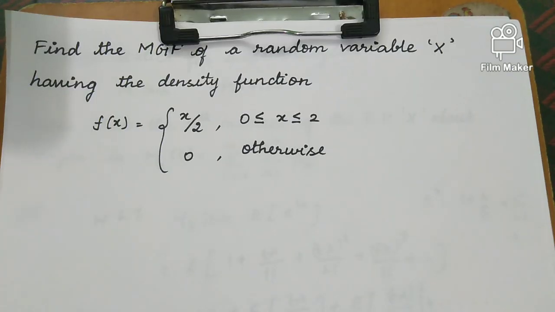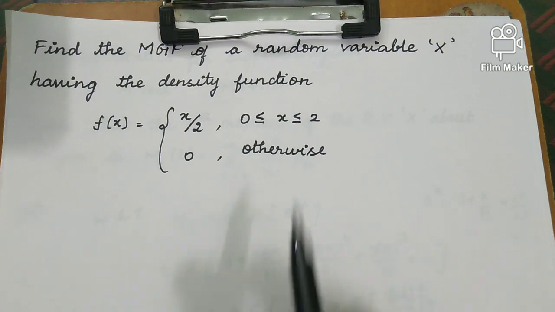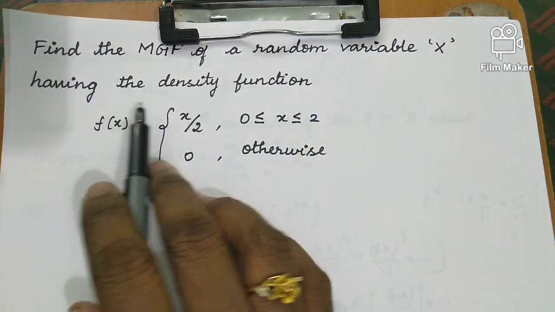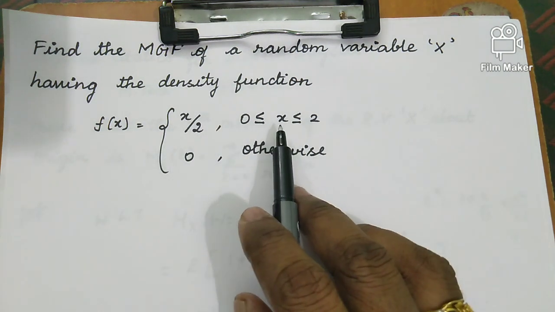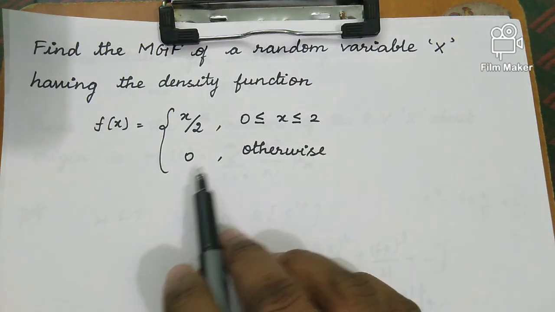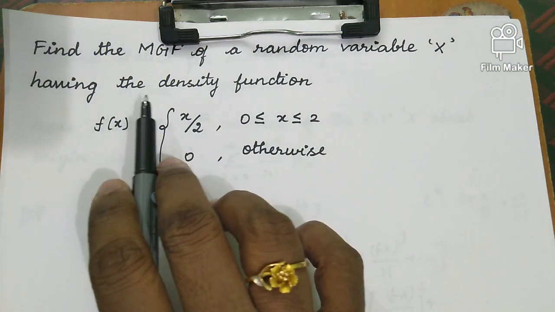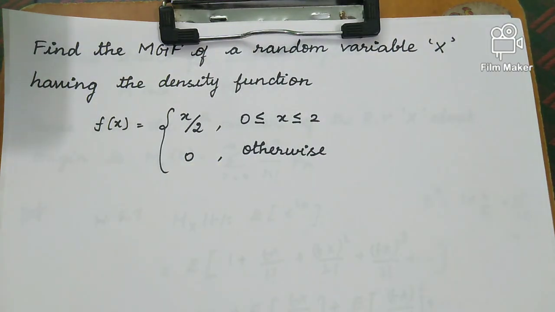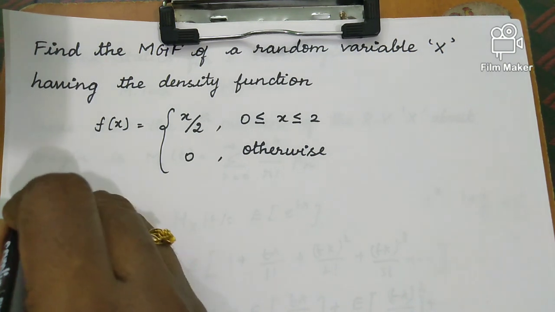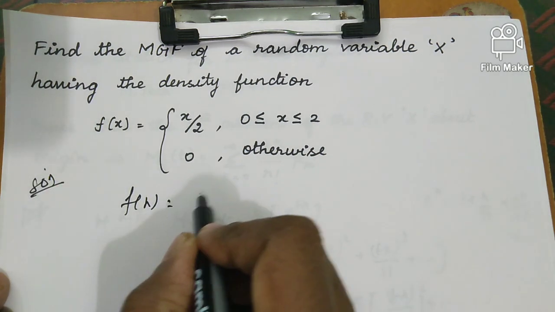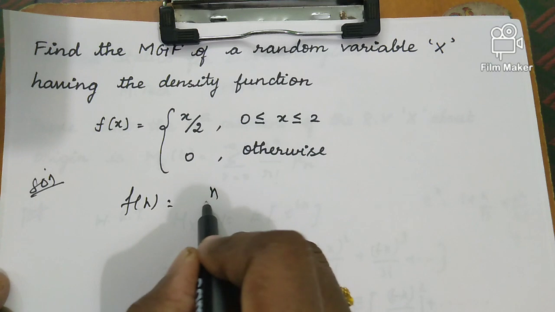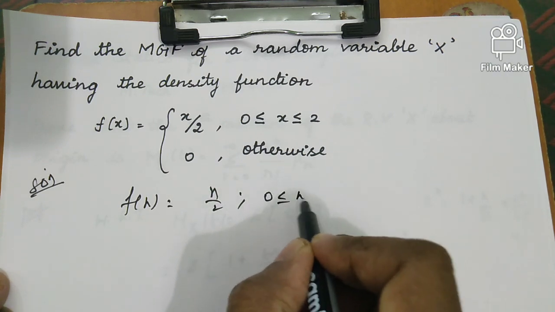Look at the next question. Find the MGF of a random variable capital X having the density function f of x equal to x by 2 for 0 less than or equal to x less than or equal to 2, and 0 otherwise. In the question, a density function is given, so obviously the given random variable is a continuous random variable. And what is given in f of x? F of x is equal to x by 2 such that 0 less than or equal to x less than or equal to 2.